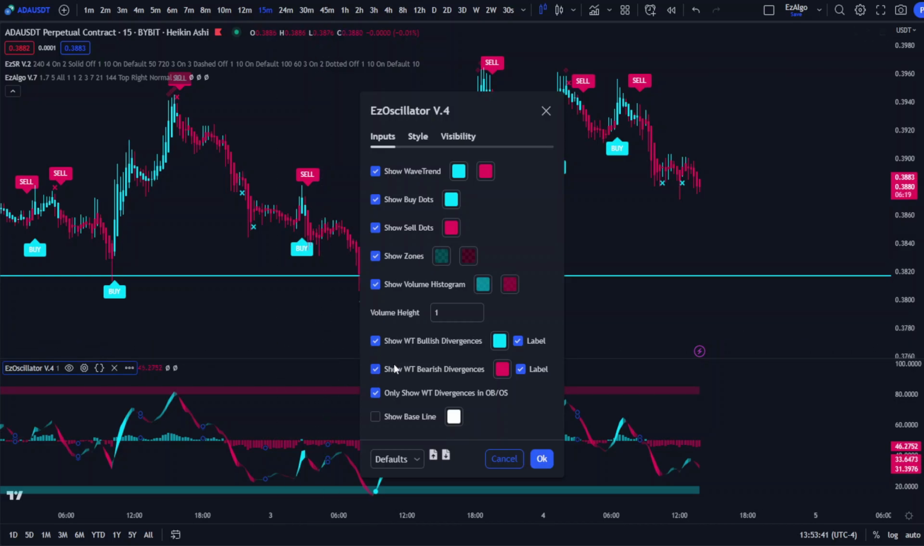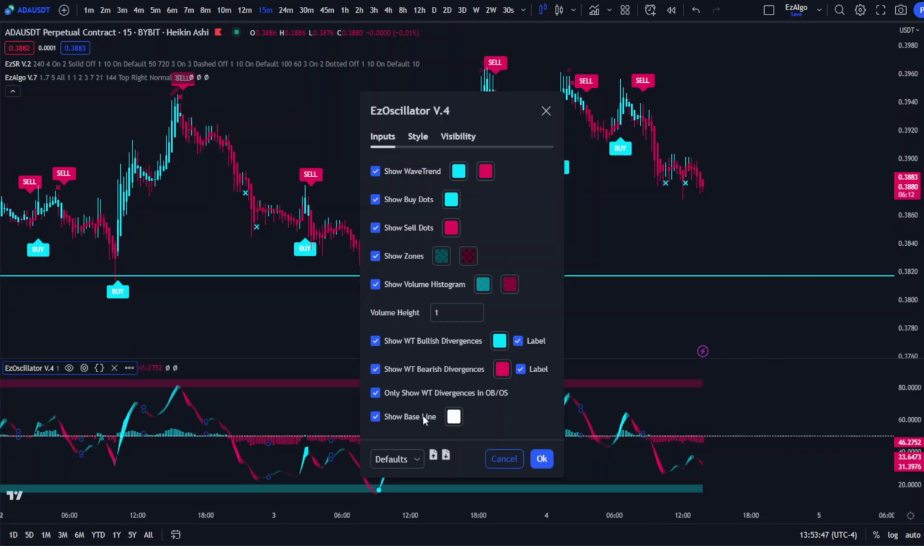And last but not least, we have the show baseline, which is that 0 line right here. Just a small customization because some people don't like to see that. I personally don't like to see the baseline. It doesn't have that much use for me, so I like to keep that off by default.